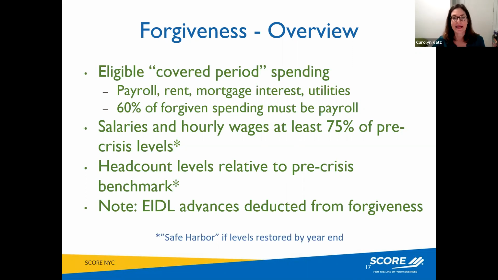It's pretty simple. Again, sounds simple. You spend your money during that covered period of 24 weeks, unless you choose 8, on payroll, rent, mortgage interest, and utilities. And 60% of the amount forgiven has to be spent on payroll. Salaries and hourly wages have to be at least 75% of pre-crisis levels. Headcount has to stay where it was before the crisis. Both of those things can be restored by year end using the safe harbor.